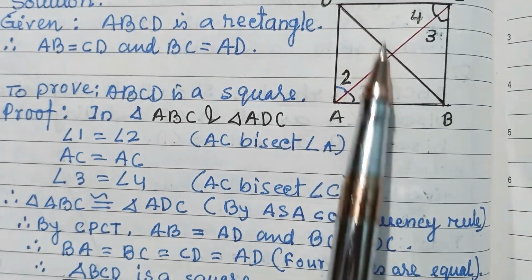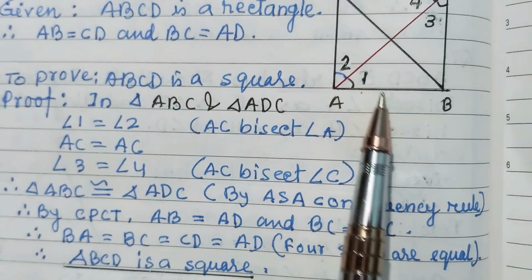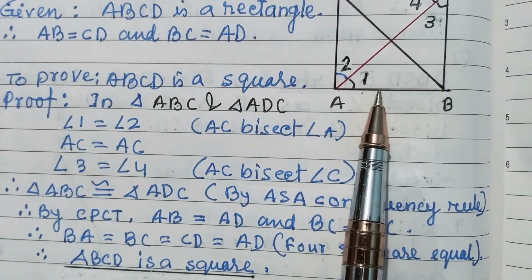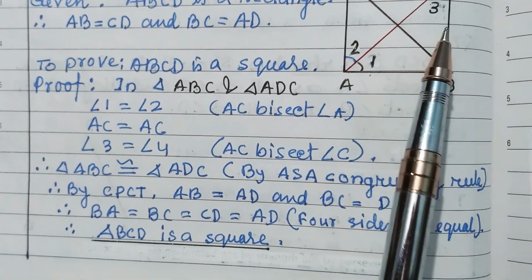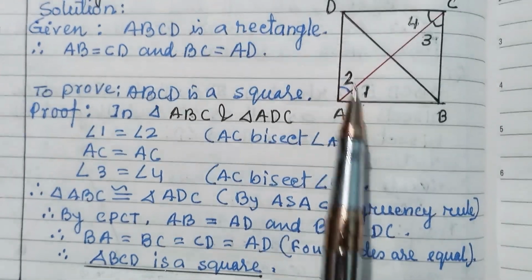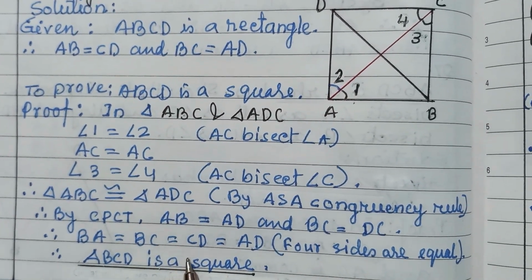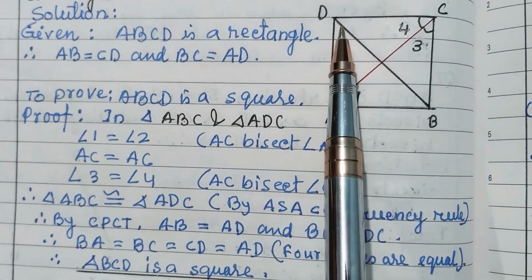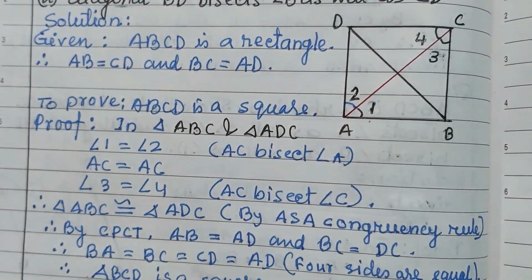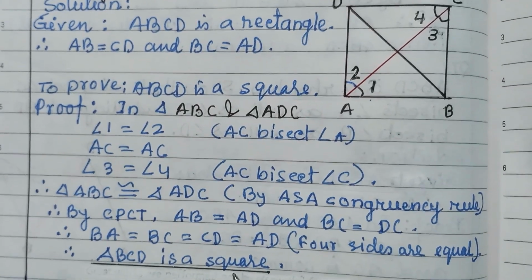In rectangle, opposite sides were equal. Now we have proved corresponding sides are equal. This equal to this. Okay. And similarly, this equal to this. Therefore, all sides are equal. So, ABCD is a square. Already it was a rectangle. So, all angles are 90 degree. Now, we have got all sides are equal. So, it is a square.